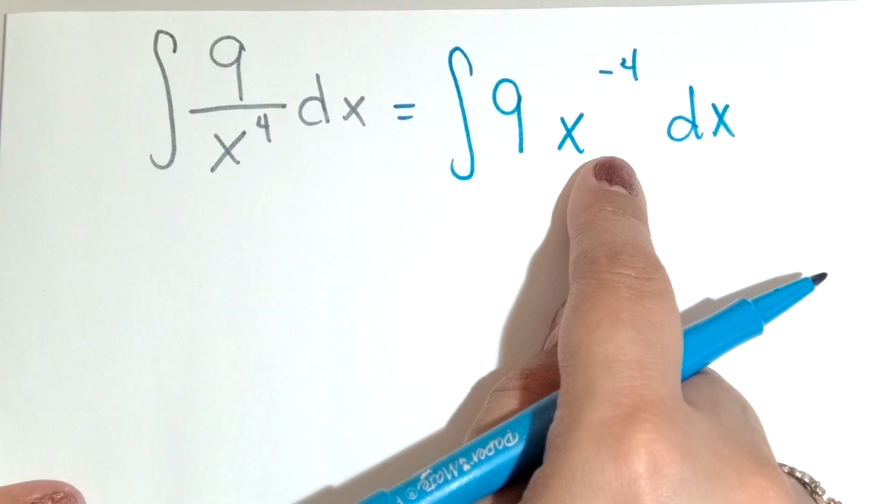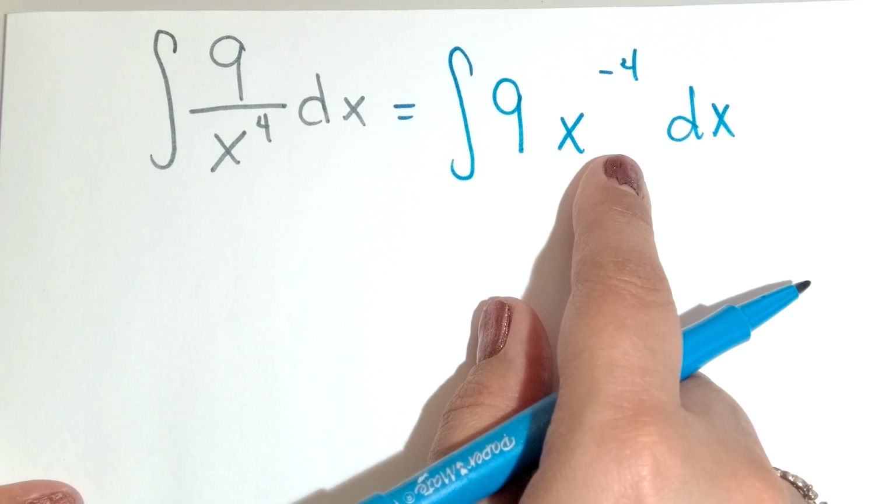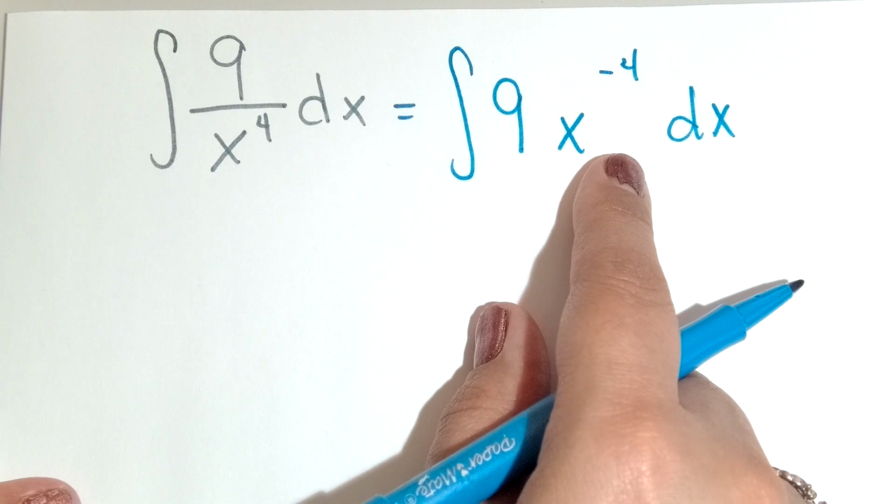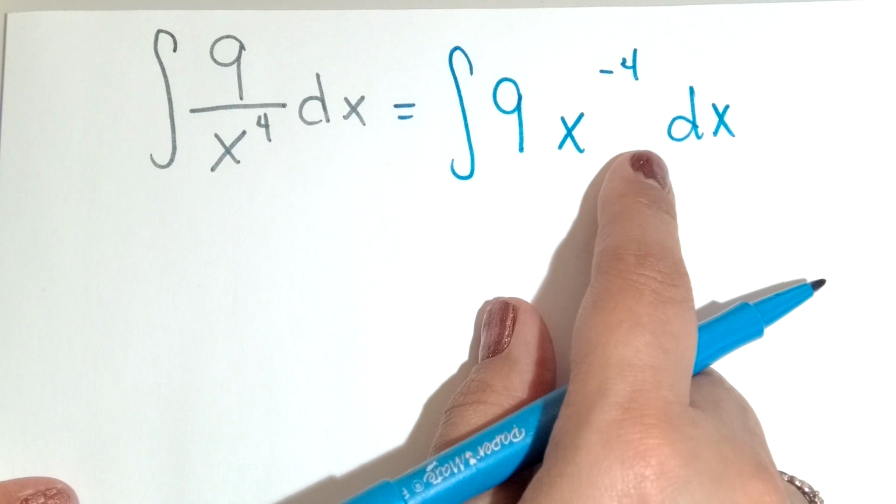A lot of students stop here. Rewriting it is not the final answer. You just rewrote it to help use the power rule. You're not rewriting it and then you're done. You still have to use the power rule.